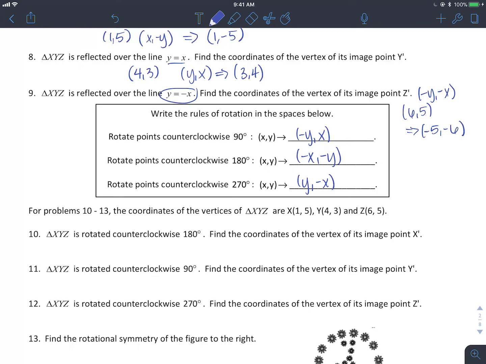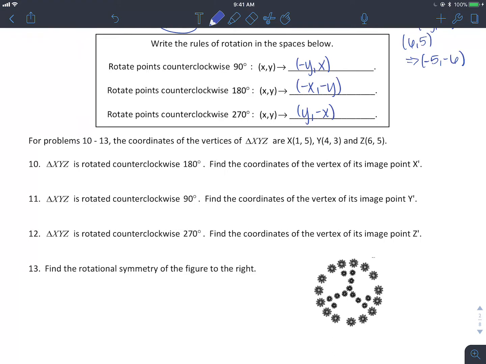So we're going to take these points, we're going to rotate these points. So X, we're going to rotate X over 180. So we're going to take 1, 5. We're going to apply the rule negative x, negative y. So we're going to have negative 5, negative 1.